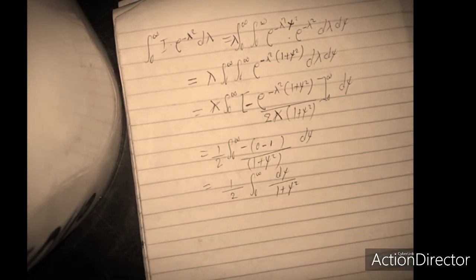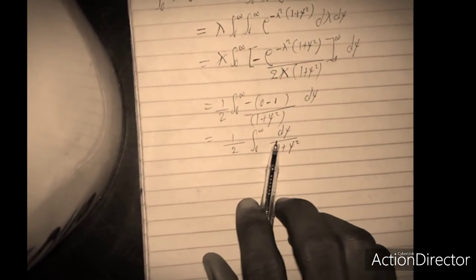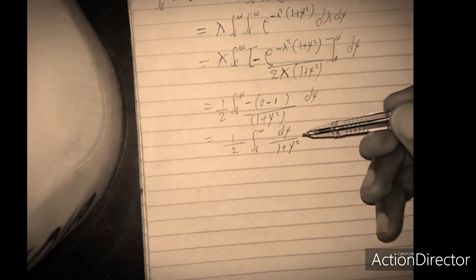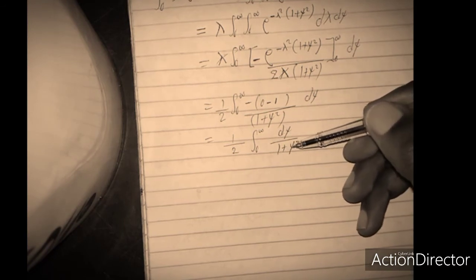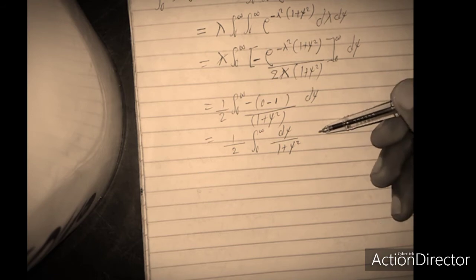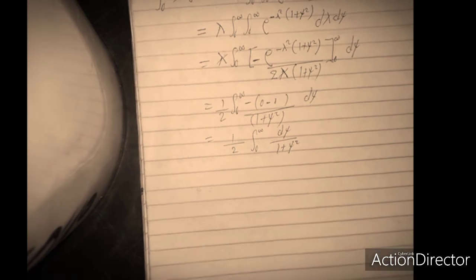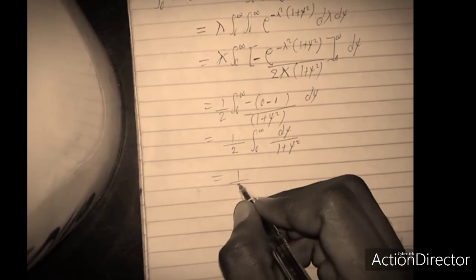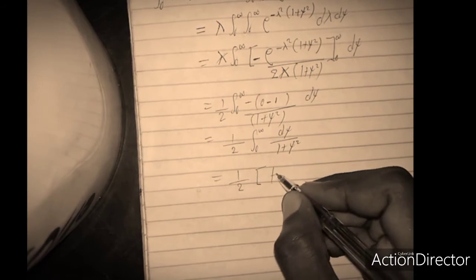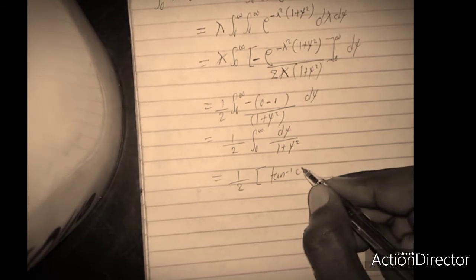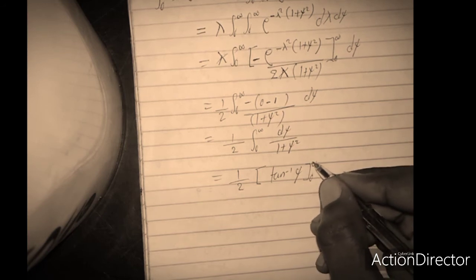So now this is what we have. From here we just need to integrate, but don't forget that this is a standard integral. When you integrate a function that is 1 over 1 plus anything squared, d of that same thing, you will always get tan inverse of that thing. So this is a standard integral. This will give me 1 over 2 times tan inverse of psi, from 0 to infinity.